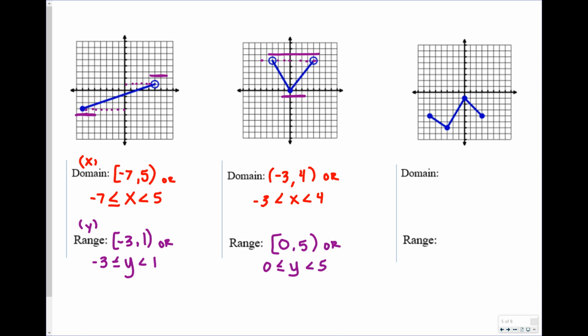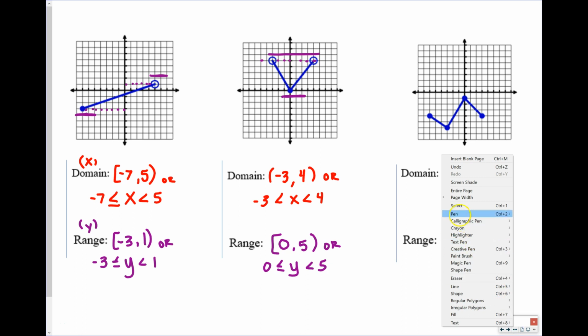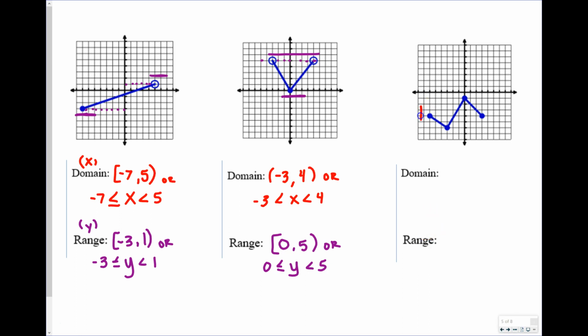Okay. Last one, domain. Left to right, look for your farthest left point, which is this guy right here. Farthest right point is that guy right there. In terms of x, that x is at 1, 2, 3, 4, 5, 6. It's at -6. And farthest right is at 1, 2, 3. They're both closed circles, so that's closed brackets. And using my inequality notation, it will look like this.